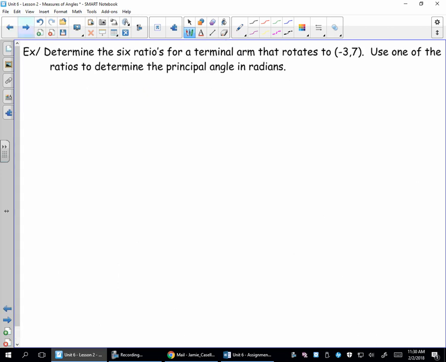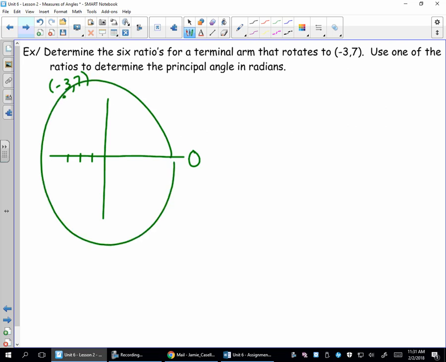Okay, so let's talk about the 6 ratios for a terminal arm that rotates to (-3, 7), and use one of the ratios to determine the principal angle in radians. So what does that mean? I have one that started at 0 radians, and rotated around to (-3, 7) up here. So I had a circle that did this, not exactly a circle, but that idea. And there's my terminal arm. I started at 0, I rotated counterclockwise, and I had a central angle. How do I measure that central angle?